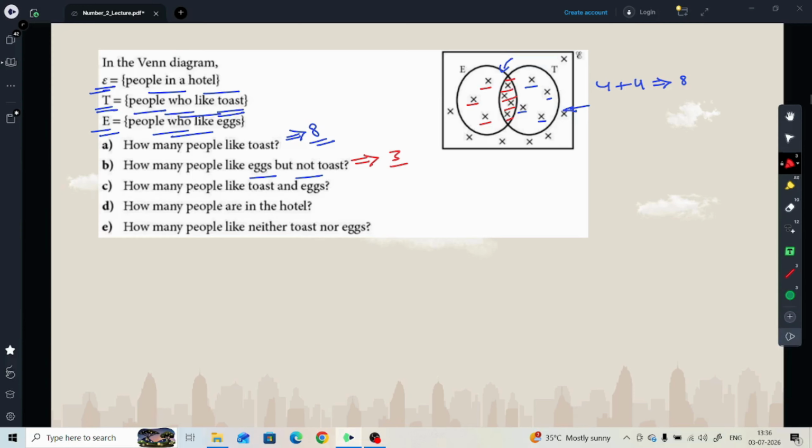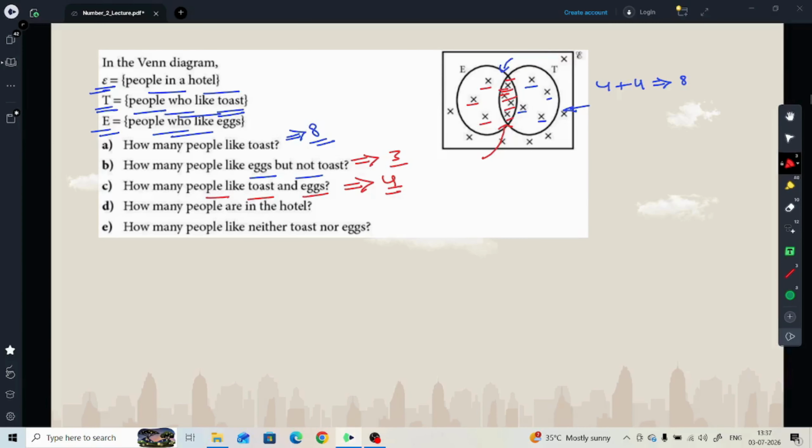Okay. The next one is how many people like toast and eggs both. Okay, so in that case, we'll be taking the common part, that's lying in between. So these are like 1, 2, 3, 4. So 4 will be our answer.